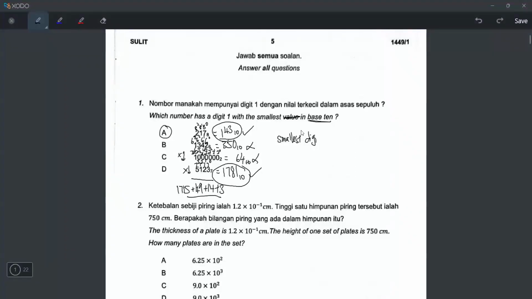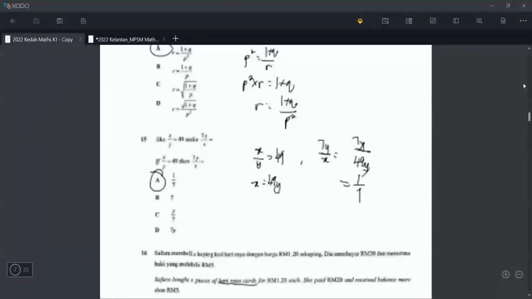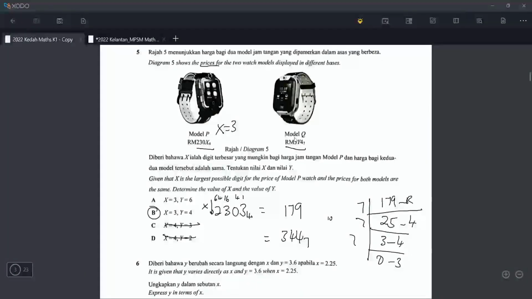But if they use smallest digit, then you have to be careful, because if they ask for smallest digit, the method is different. Let me just show you quickly here. This is the Kertas paper. I forgot which question. Yeah, I found it. It's question 5. But this one is another paper. It's not the same paper I'm talking about. So I'll just quickly tell you what this is.